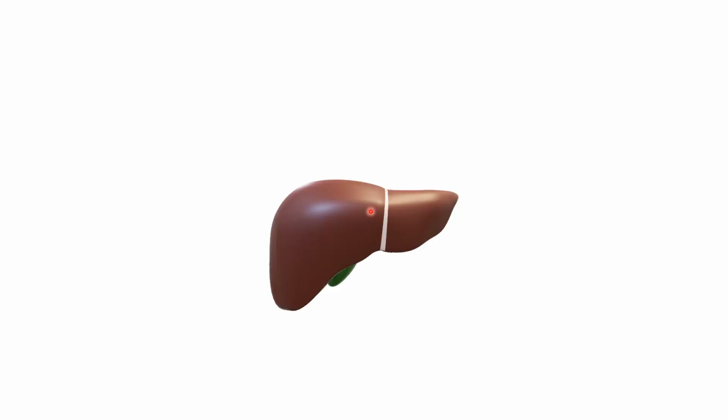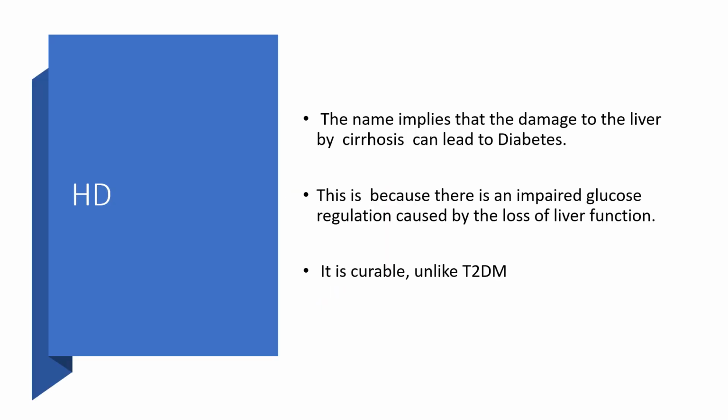Okay, we want to talk more about hepatogenous diabetes, right? So this is the liver. And the reason why I've brought it here is that we should know the organ we're dealing with, okay? So, liver. Now, hepatogenous diabetes. The name implies that the damage to the liver by cirrhosis can lead to diabetes. This is because there is an impaired glucose regulation caused by the loss of liver function. This is curable. Unlike type 2 diabetes mellitus, it is curable. And why that? You'll know in a bit.